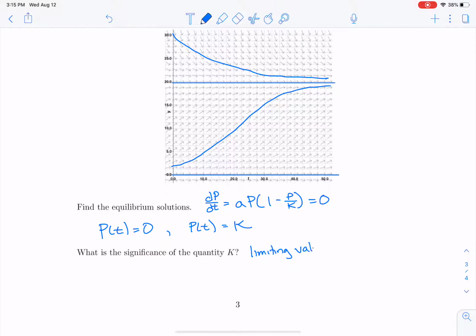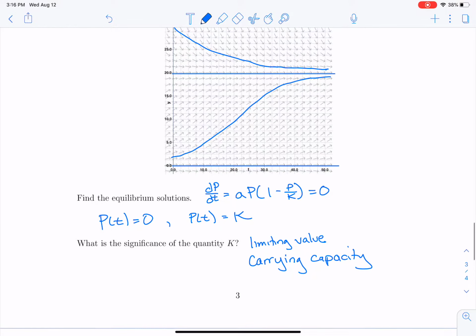And in biology and ecology, we call that a carrying capacity for the population. So the significance is, with this carrying capacity, we're assuming that there's a limited amount of resources for the population to grow, and that the population in this case cannot go above k because the resources will not allow the population to go above that carrying capacity k.